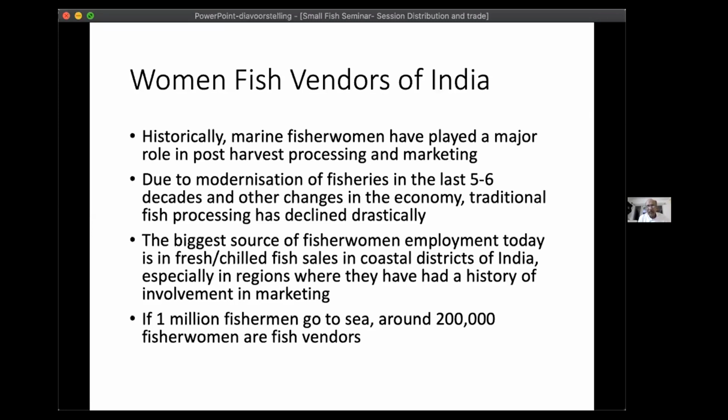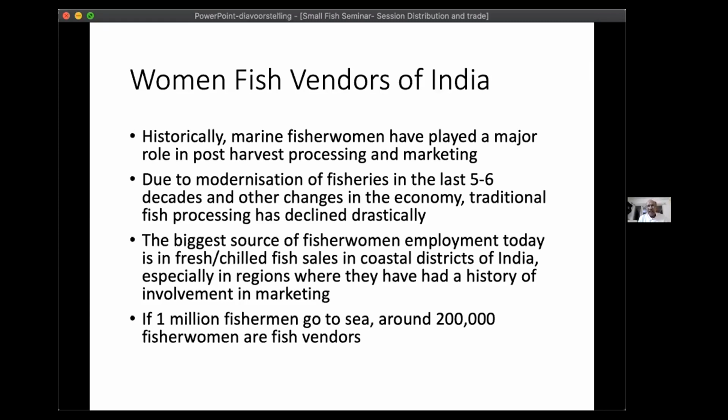However, due to modernization of fisheries, economic development, bringing infrastructure, transport, ice, and so on, there has been a drastic change in the fish utilization pattern. From traditionally processed fish dominating the market, we now have substantially fresh or chilled fish as the main product in the domestic market. For the export chain, it is largely frozen. So for the domestic chain today, fresh fish or chilled fish has become the main product, and therefore a vast majority of women have lost their employment in the post-harvest sector as part of the household economy.